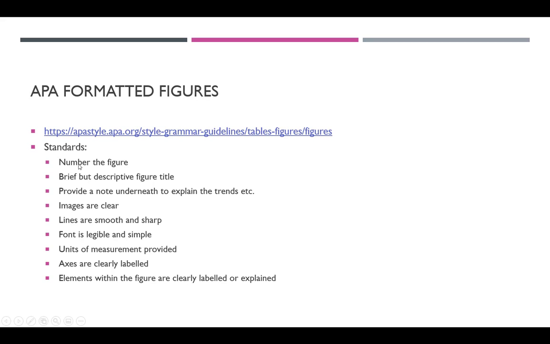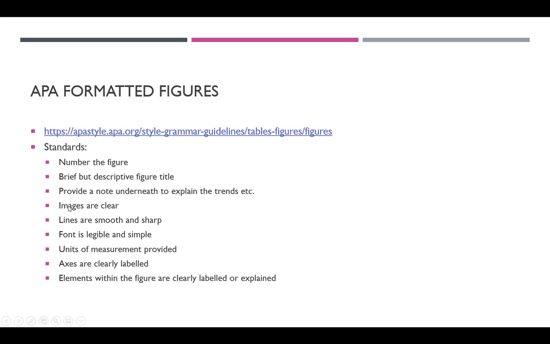Each figure should be given a number. They should have a descriptive figure title. So this is the 7th edition. But underneath that, you should have a clear note that explains the trends in the graph. Short, but clear. Now, in the 6th edition, the title and the note are combined and presented underneath the figure. So that's the main difference.